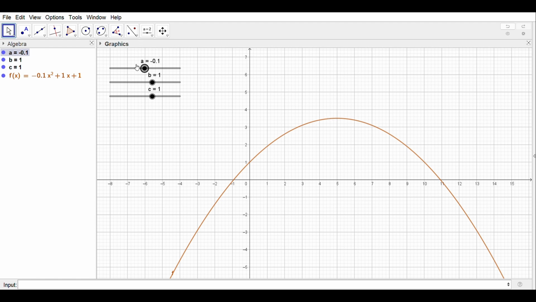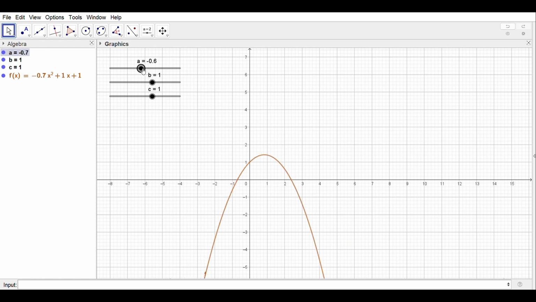near 0, then the branches are wide from each other, and if we let the negative number become smaller and smaller, they get closer and closer to each other, these branches. But the main point here is, if a is a positive number, then we have a happy smiley, the branches turn upwards, and if a is a negative number, the branches turn downwards.